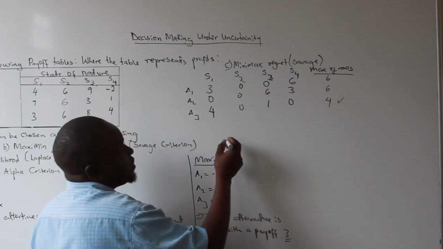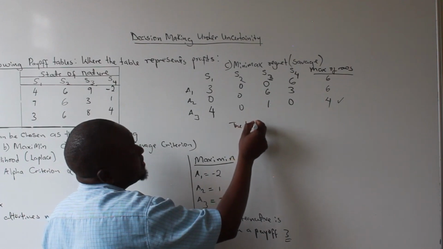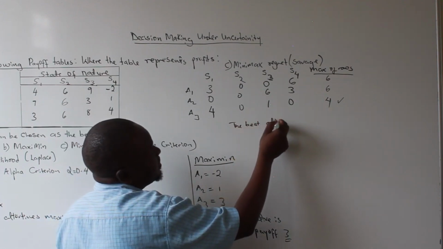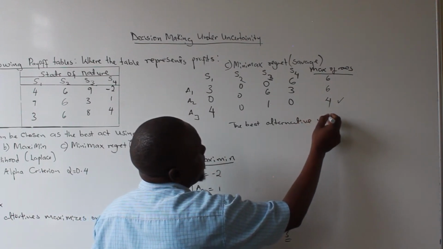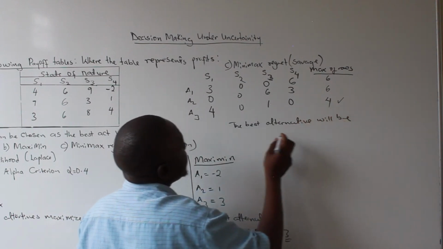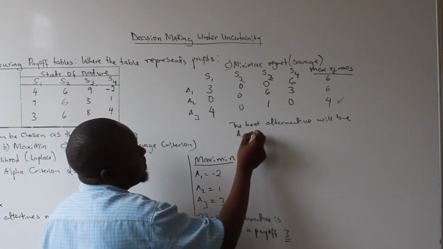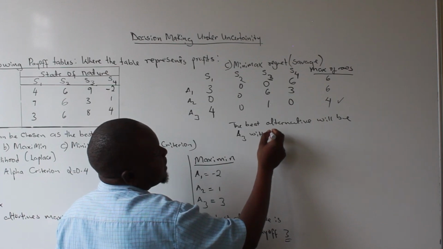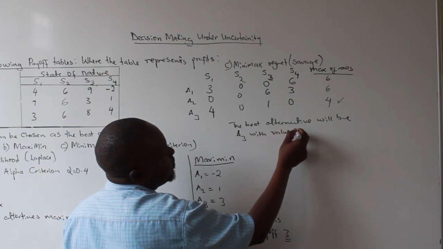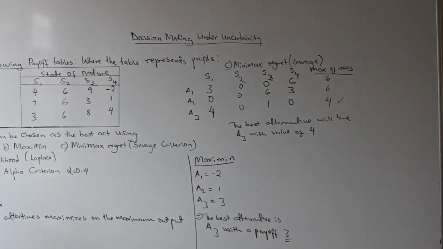So our solution or our answer will be the best alternative: A3 with the value of 4. That is our answer for question C.